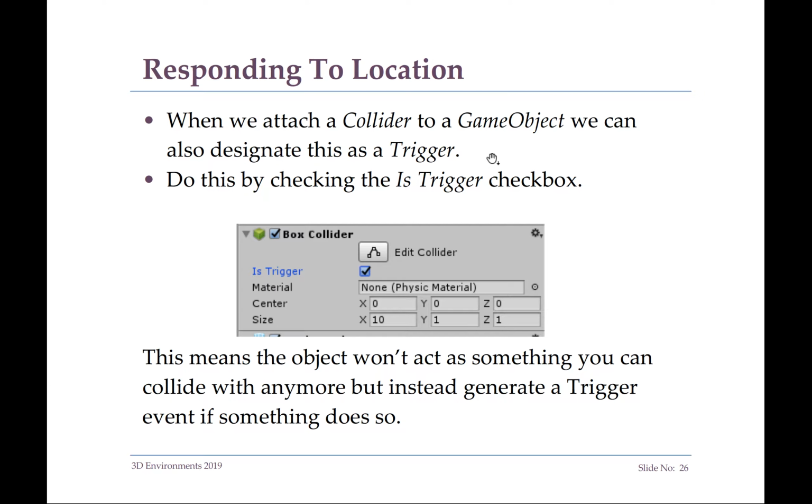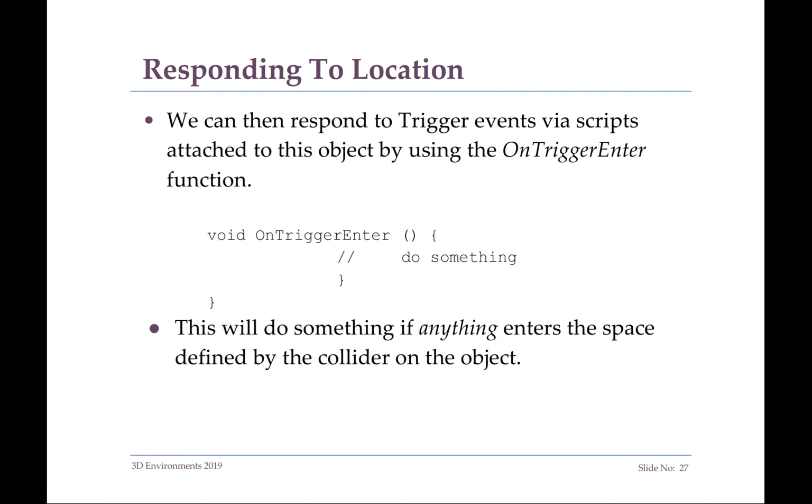So when we attach a collider to a game object, we can also designate this as being a trigger, and we do this by checking the isTrigger box here. Now this means it won't act as something that you can collide with anymore, but instead simply generates this trigger event, which we can then use a special function to respond to.